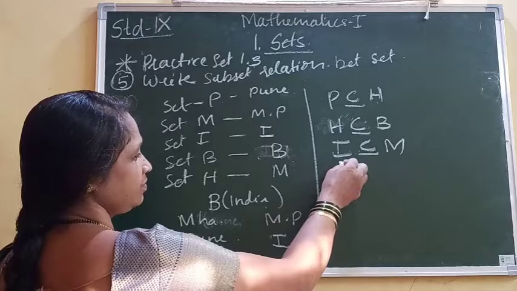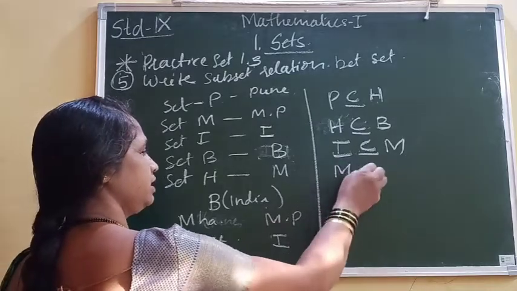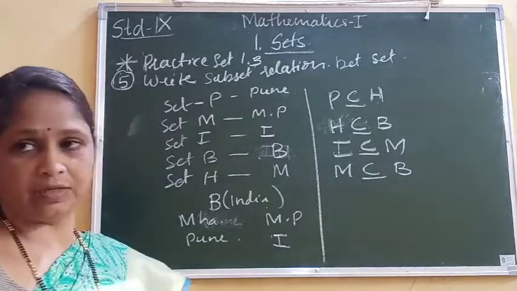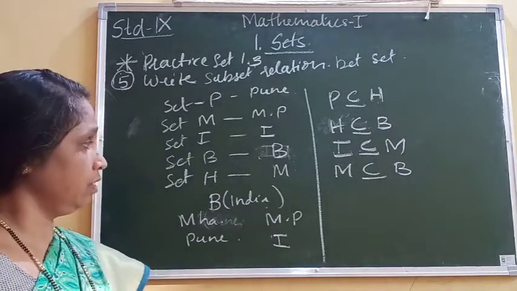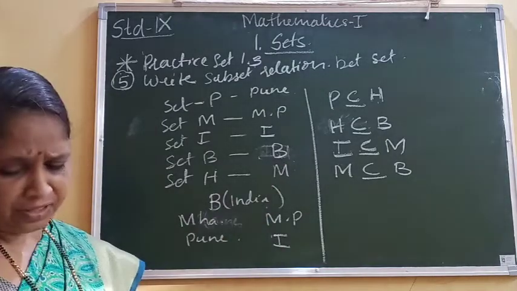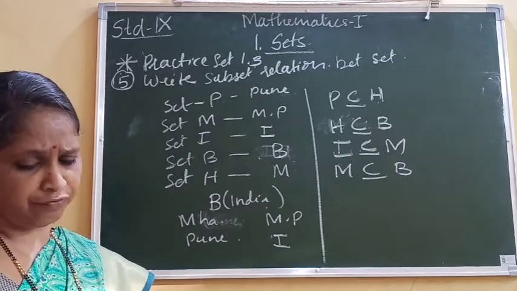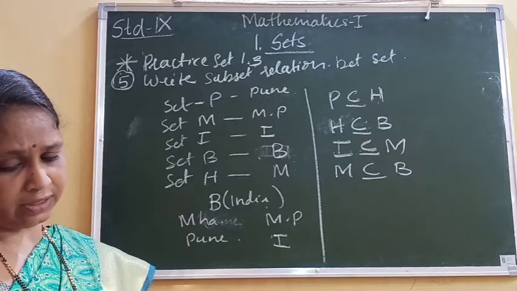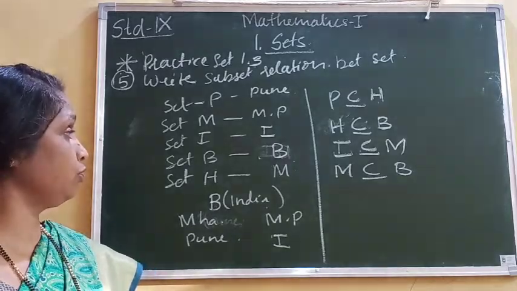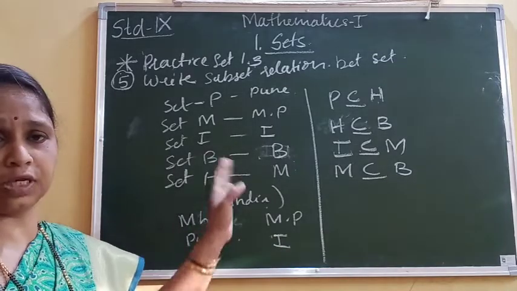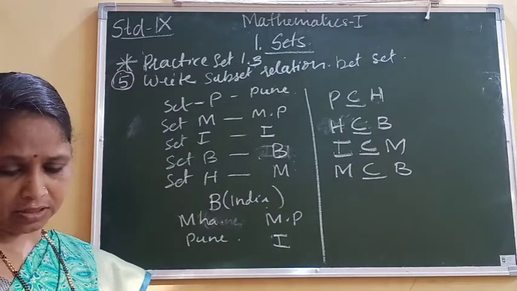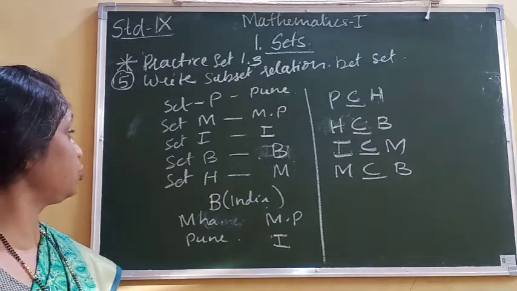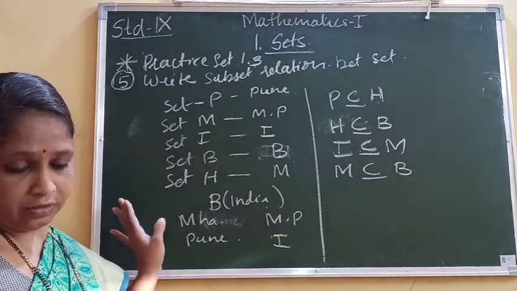And next is Madhya Pradesh is a subset of B. Okay, Madhya Pradesh is in Bharat. So all this we can represent in subset form. Now next is asked, which set can be the universal set for the above sets? So B is the universal set for all the above sets. Okay, this is the solution of the fifth example.